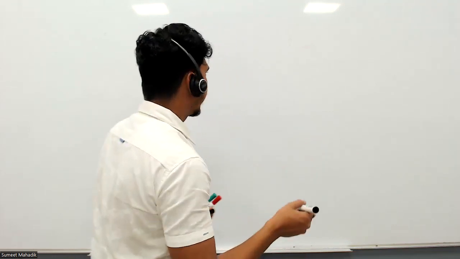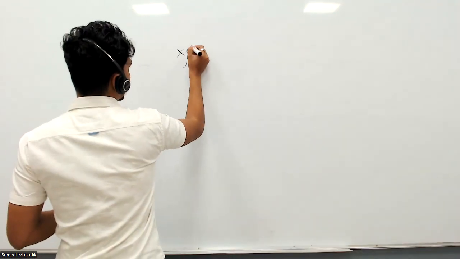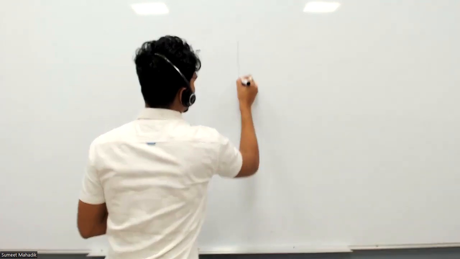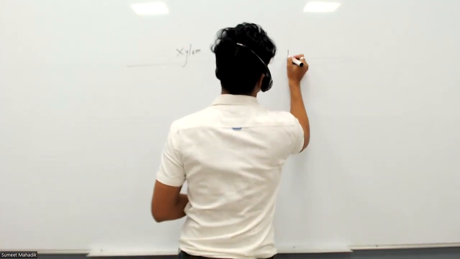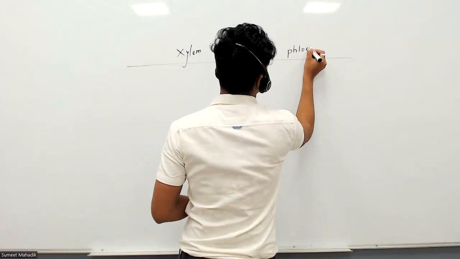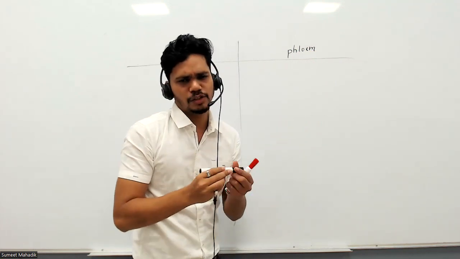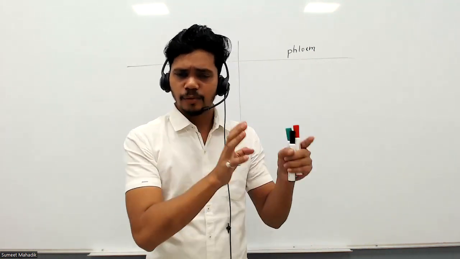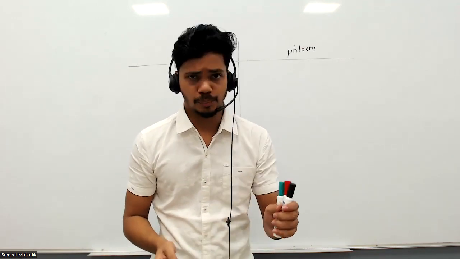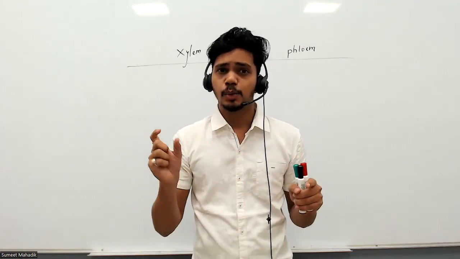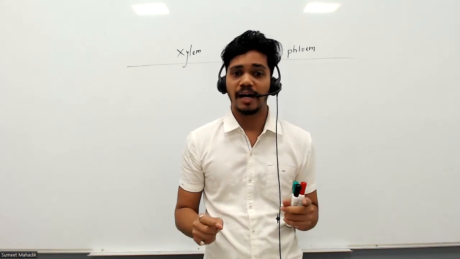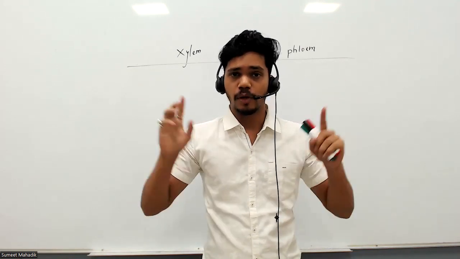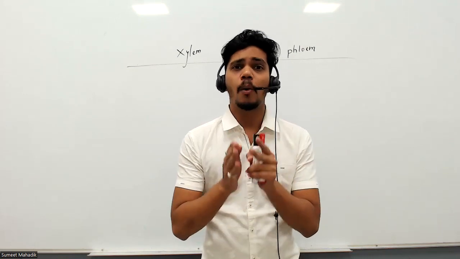The moment I say xylem and phloem, so where are they found actually? Okay, before that I'll give a small introductory part. When I talk about the xylem and the phloem, these are plant tissues. Which plant tissue is this? The xylem and phloem are called permanent complex tissues.